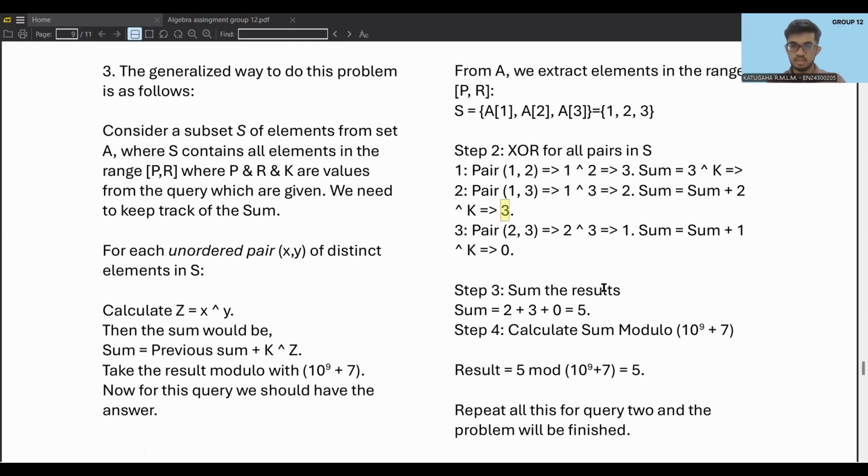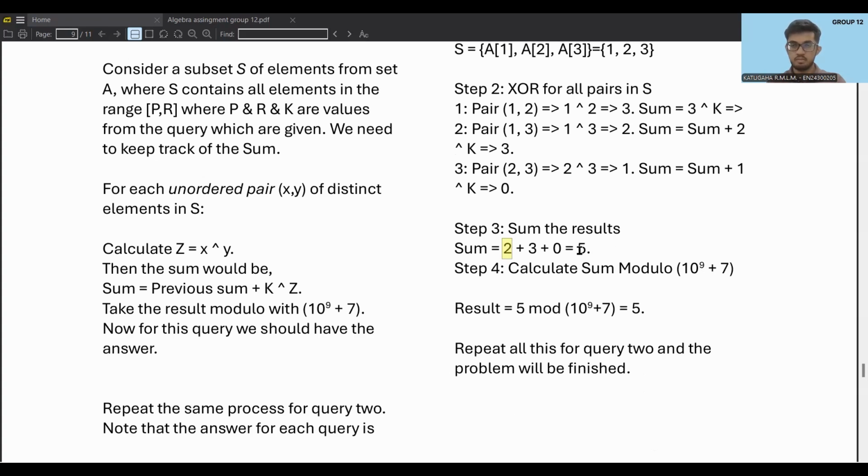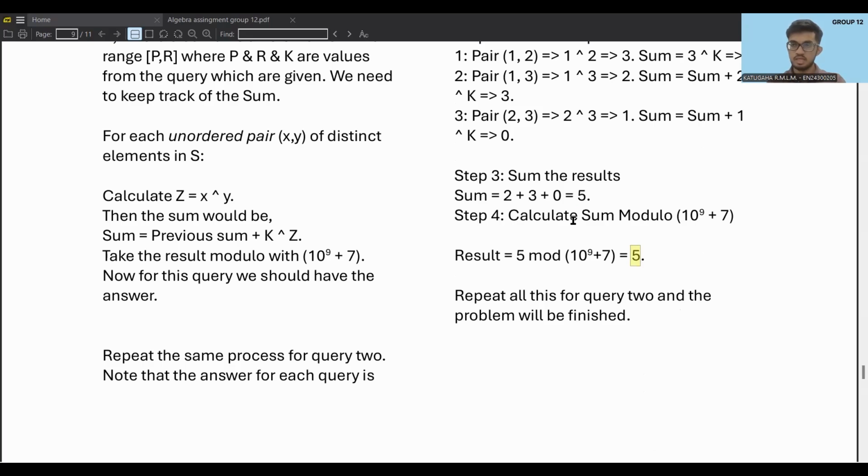Finally, we need to sum the results. The results are 0, 3, and 2. We need to add them up and we will end up with 5. Now we need to calculate the sum modulo 10 to the power 9 plus 7. The result will give us 5. That is how you solve the problem.